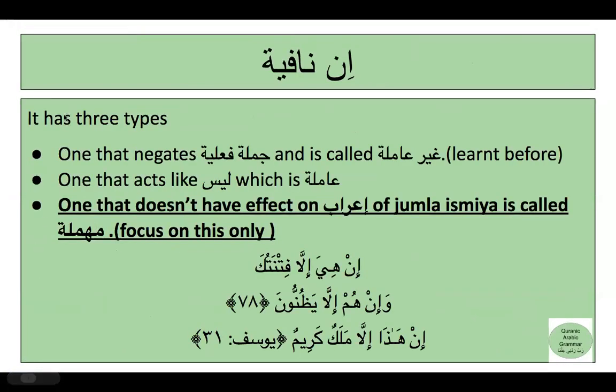And we are learning another particle that works very much like Laysa. Last week we also learned about in nafia, and I have it here in your notes that it has three types. For people who want to know the names of each and every type, I have also added the one that you are going to commonly see in the Quran with jumla ismiya, that is called in muhmila. We only see this in the Quran. And there is one in that acts like Laysa.